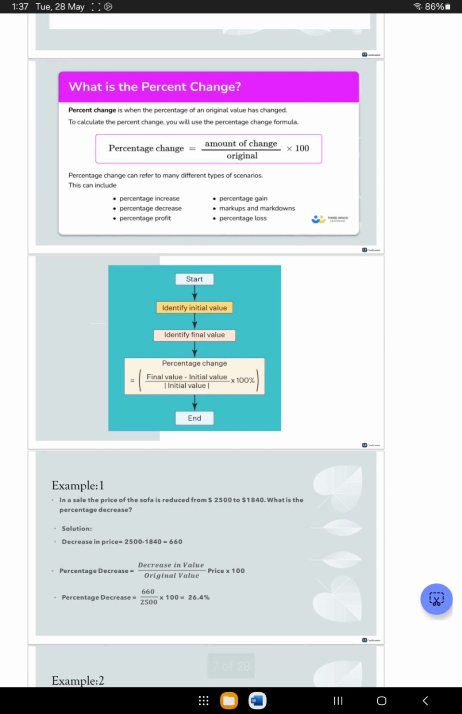First, if we have a question, check whether the function is increasing or decreasing. Start, identify the initial value, then identify the final value. Percentage change is final value minus initial value divided by initial value times 100. For example, the initial value is 10 and the final value is 15. We just put the initial value and final value in the formula and get the answer.